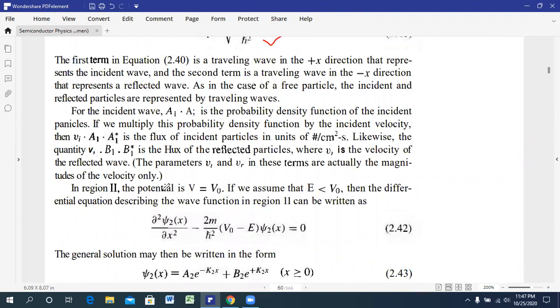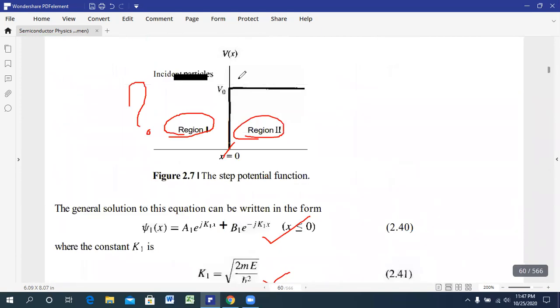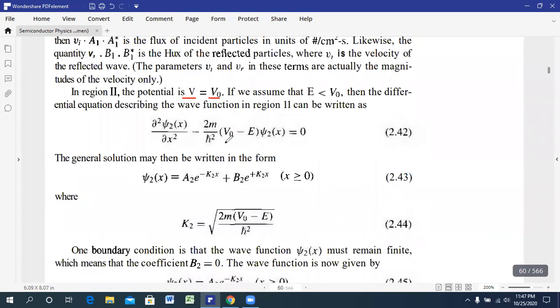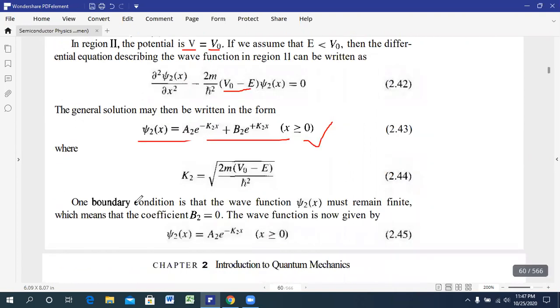Now we will go for region 2. That means we will have V equals V naught. V equals V naught means we will have a constant value. That means this is a step function, right? So in that case we have the value of V naught there, and this V naught is also a constant. So we can assume these terms as constant terms. So again, the solution should look like this, for x greater than or equal to 0, and then we can determine the k2 values.